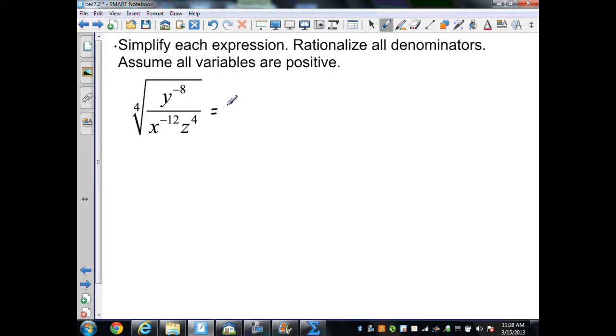So let's do that. That's going to give me the 4th root of x to the 12th over y to the 8th, z to the 4th. And recall that's to the 4th root. Now I need to simplify. The 4th root of x to the 12th is going to give me x cubed over the 4th root of y to the 8th is y squared. And the 4th root of z to the 4th is z.